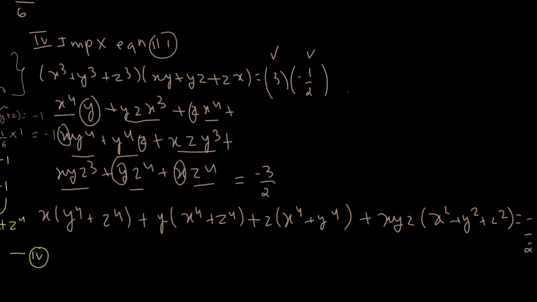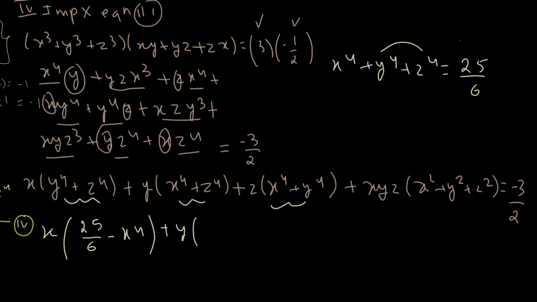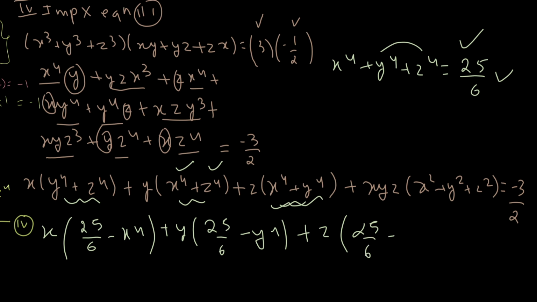Okay, now from the fourth equation that we got, x^4 plus y^4 plus z^4 equals 25/6. We can get the value for this bracket, y^4 plus z^4, as 25/6 minus x^4, multiplied with x plus y. Now similarly from this fourth equation, the value for x^4 plus z^4 is 25/6 minus y^4, plus z multiplied with. Now similarly, the value for this particular bracket is 25/6 minus z^4, plus.